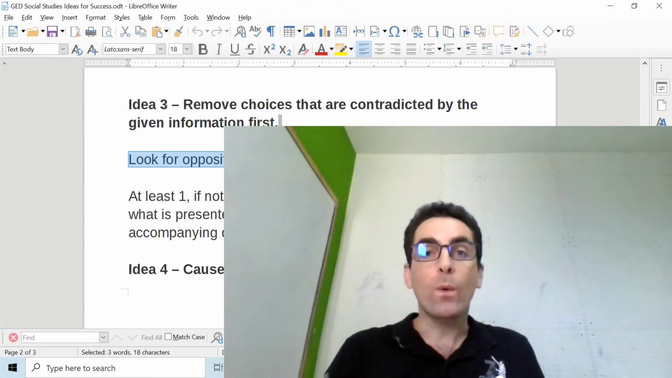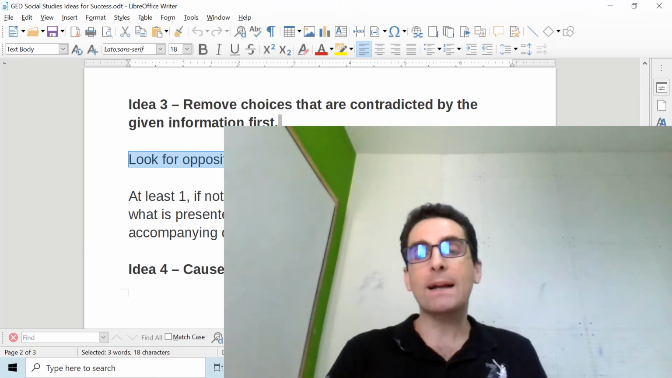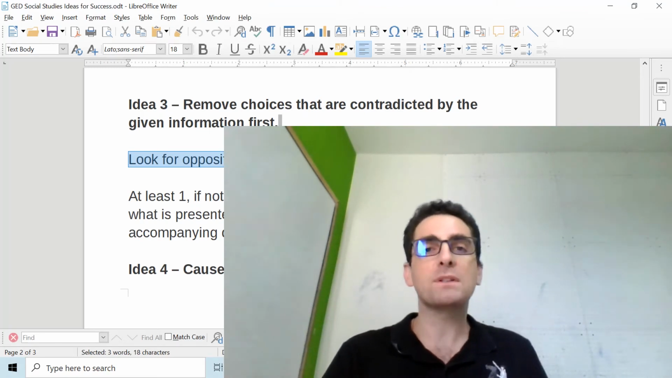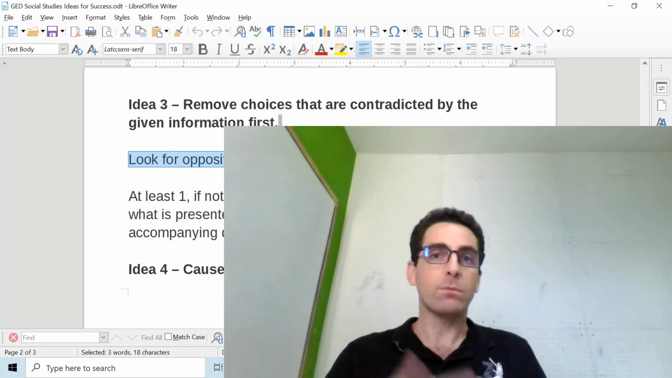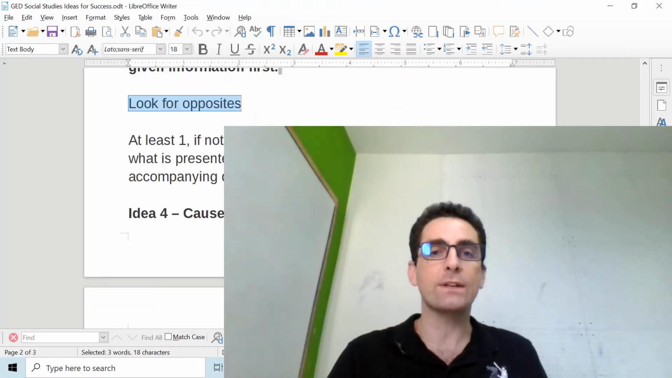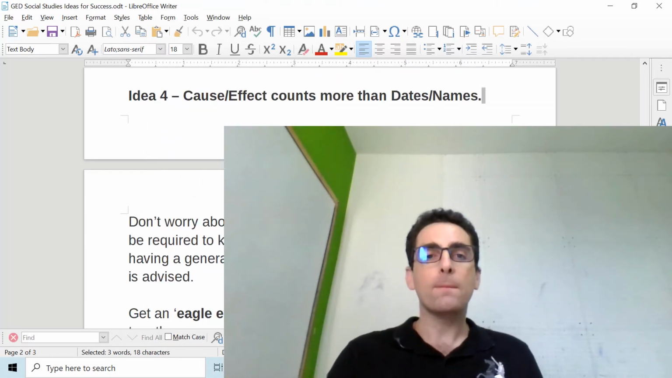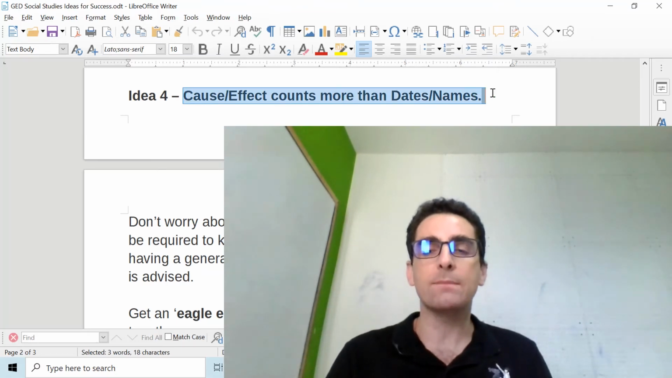And this works quite well, and many students have come back to me in the past and said, yeah, I find opposites all the time now since you mentioned it. Yeah, well, make sure you look for them too, and you'll increase your score. Idea 4, cause and effect counts for more than names and dates.